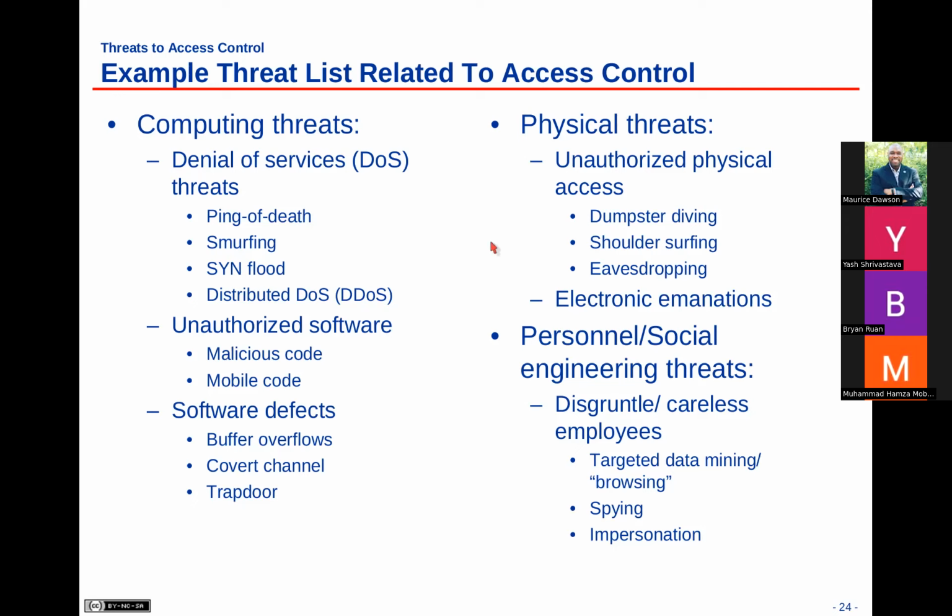Then you have physical threats. So unauthorized physical access. Dumpster diving, people will still go through dumpsters and get information. You have shoulder surfing. This is just someone looking over your shoulder. And then you have eavesdropping. These three are pretty basic, right? They're not going to cost much for someone to do, but you would be surprised how effective they are.